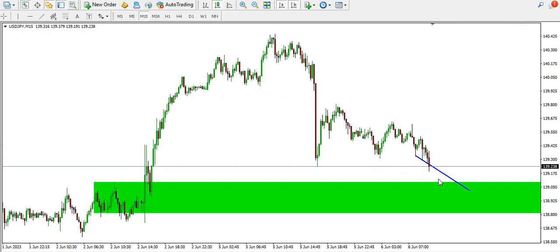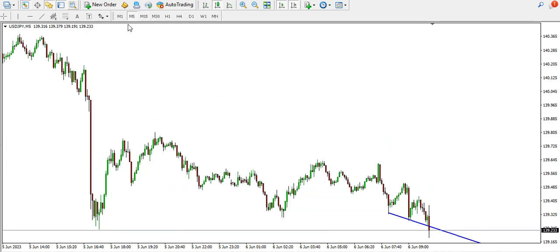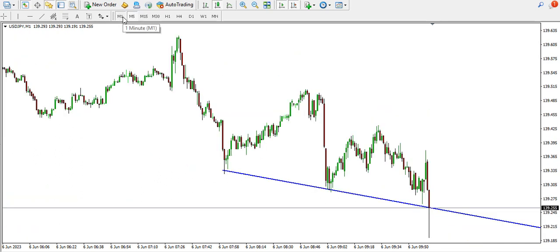A drop below shows that the bears are still in charge. That particular structure has just been broken, so you might possibly look for selling opportunities on USDJPY as the bears continue to push price downwards. So that's that for today's video.